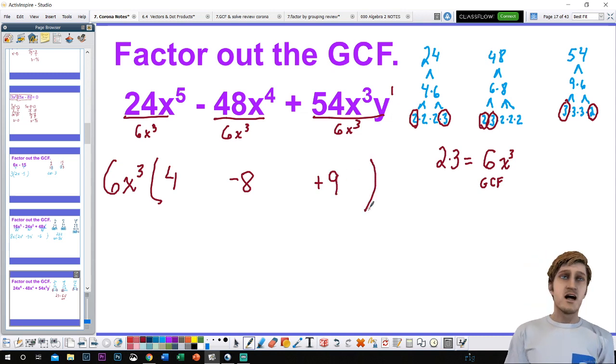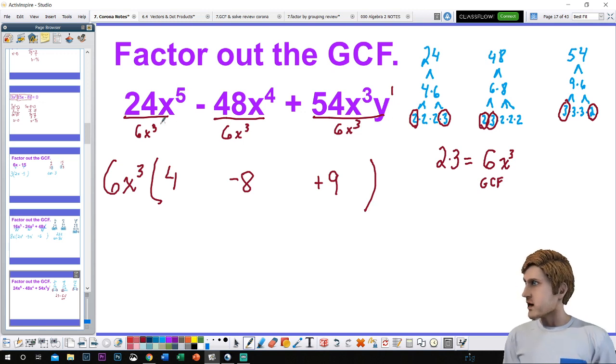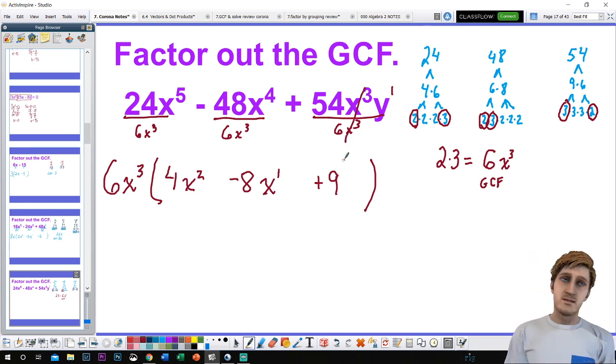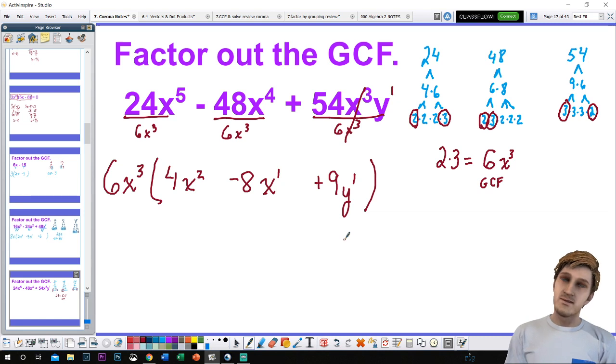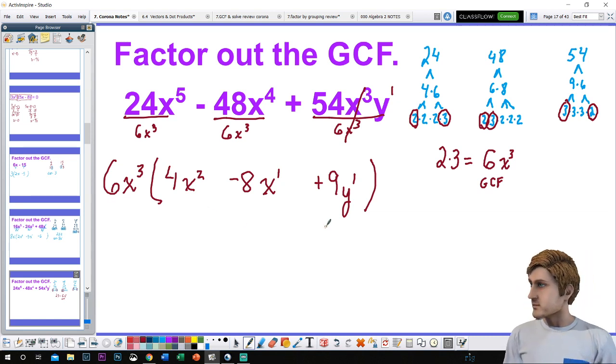Now I'm going to go back and do the exponents, subtracting them. 5 minus 3 gives me 2. 4 minus 3 gives me 1. 3 and 3, I subtract those, that gives me 0, so they completely cancel. But look, this y is here, and there's nothing to divide it by, so I'm just copying it down. If you want to put the 1, that's great. If not, I don't care. All right, there's our final answer.